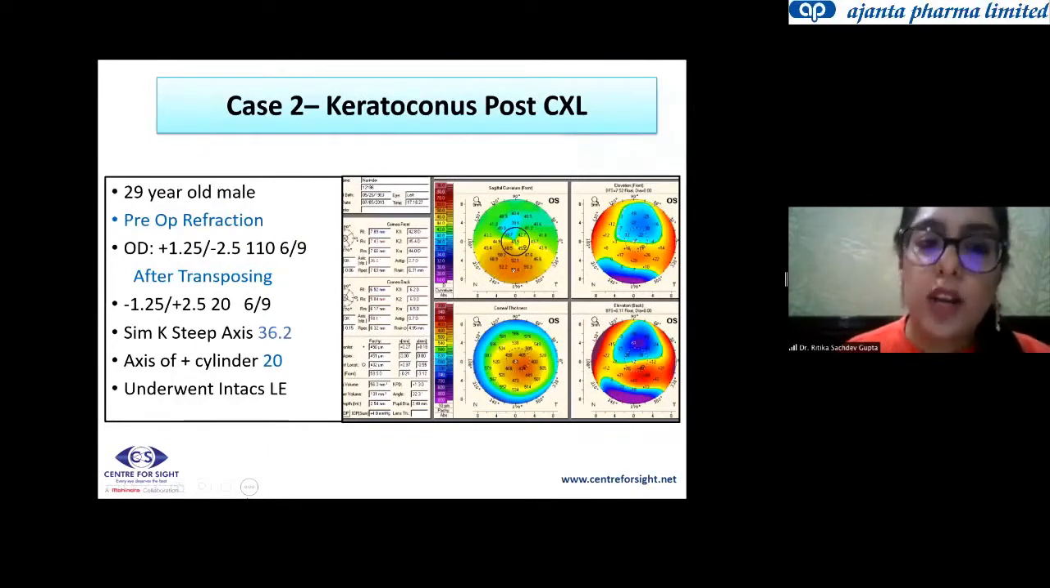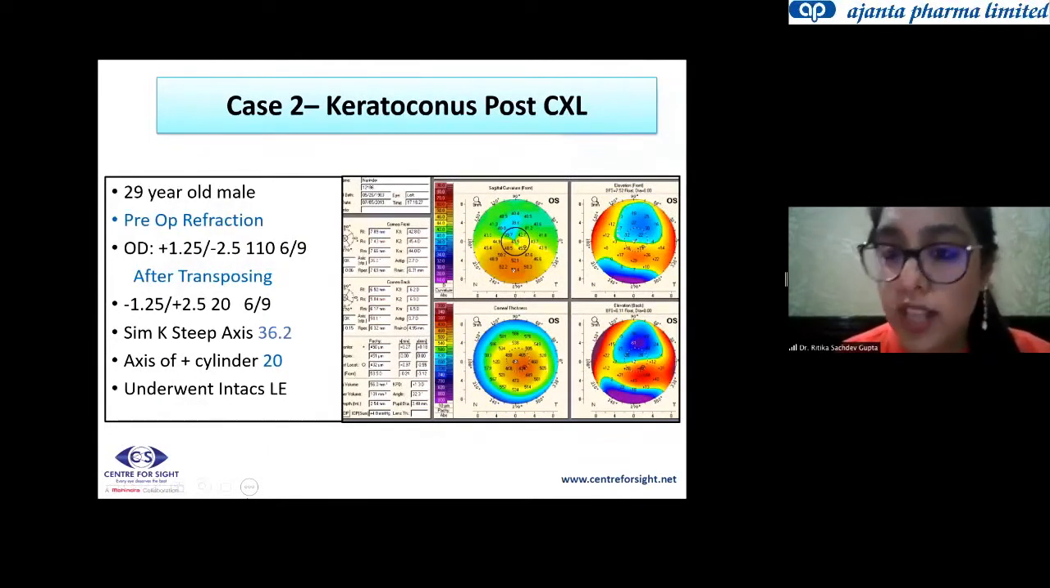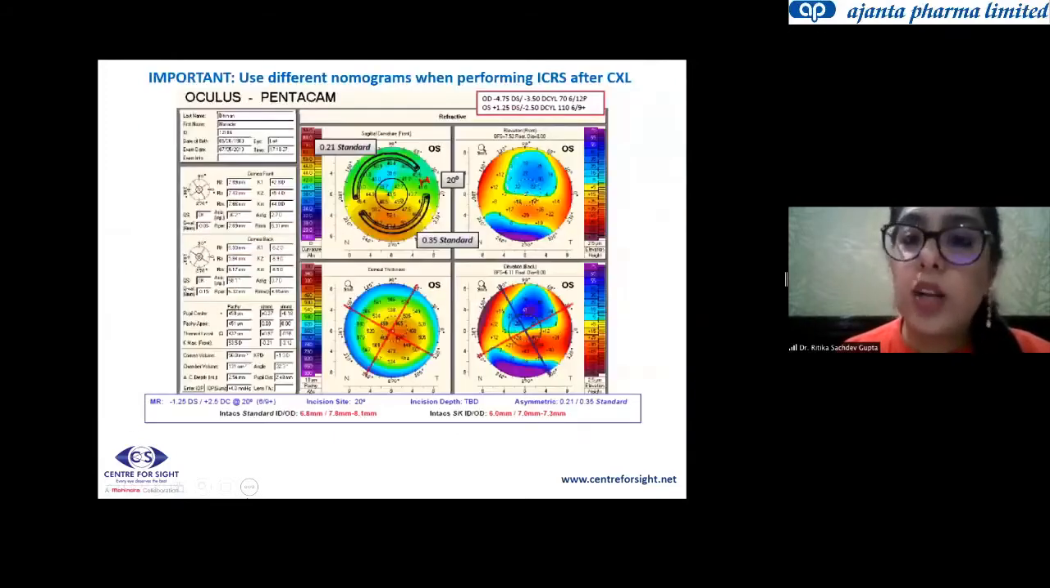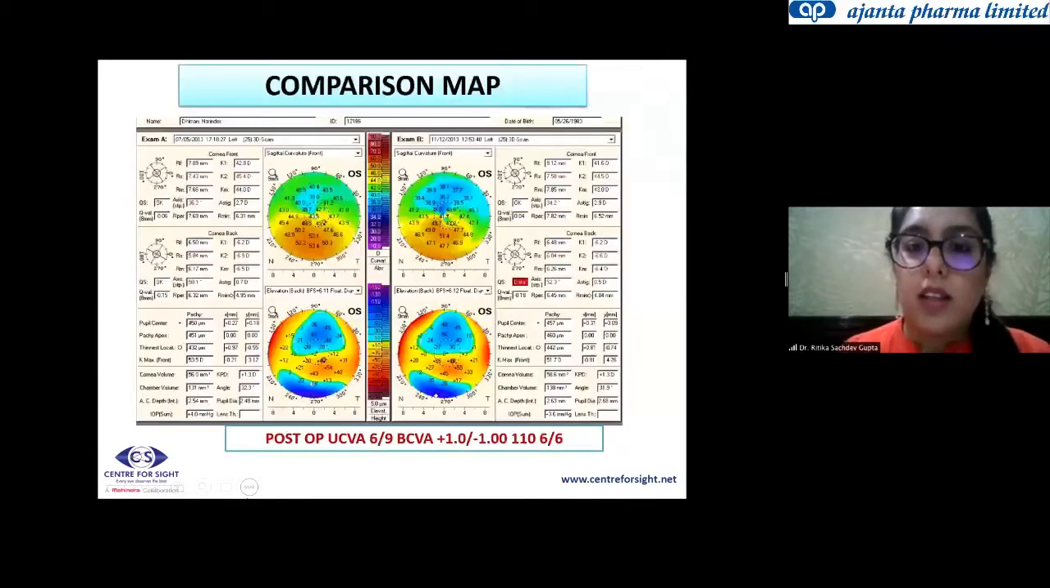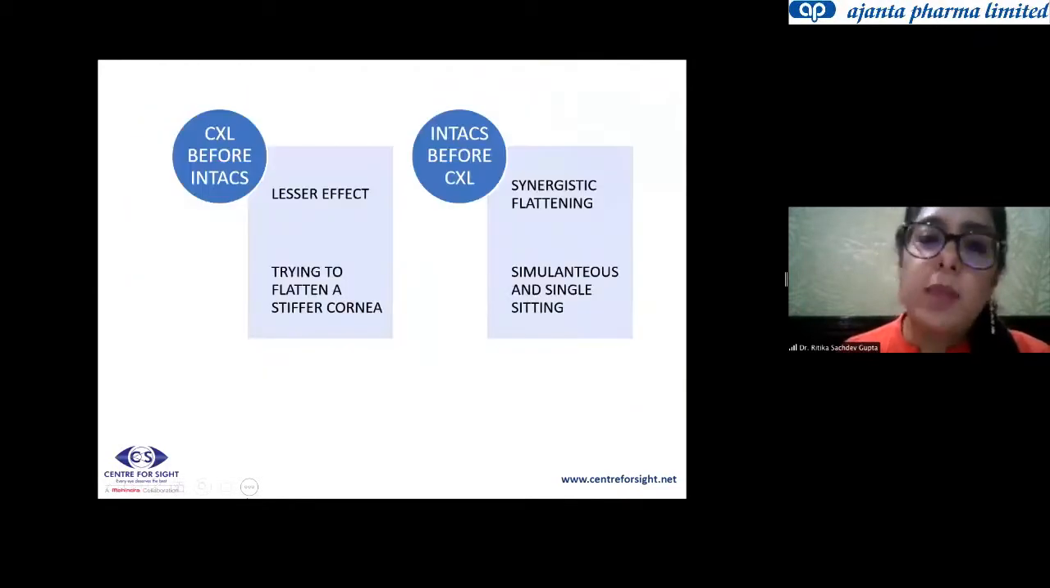You see, when you transpose, the patient has a higher cylinder and the topography really shows a decentralized cone, and this patient can go in with either a single segment or an asymmetric segment implantation. This is the post-operative difference. A debate is whether you want to do cross-linking before or after intacts. However, we normally do it simultaneously.